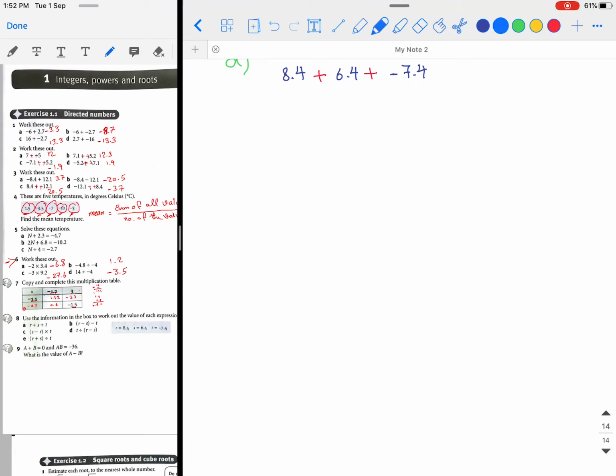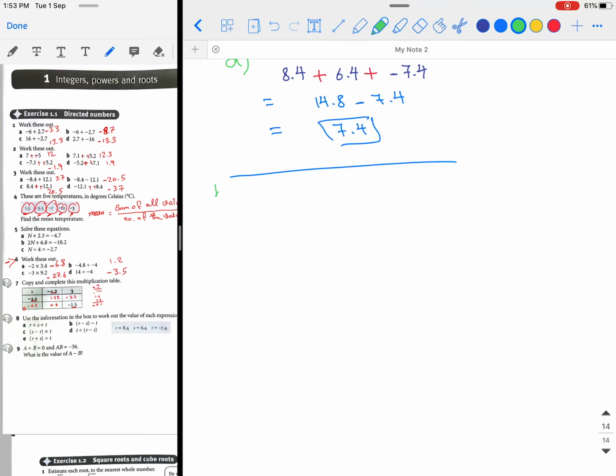So let's do addition. 8.4 plus 6.4, this will equal what? 8.4 plus 6.4 equals 14.8. Positive and negative, that means negative 7.4. 14.8 minus 7.4, you will get 7.4 as a final result.